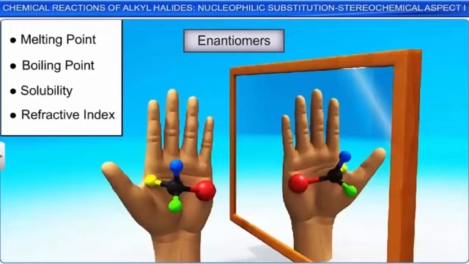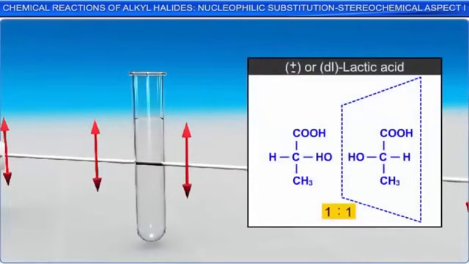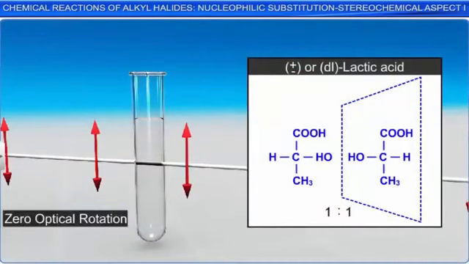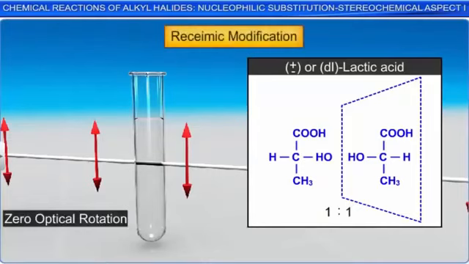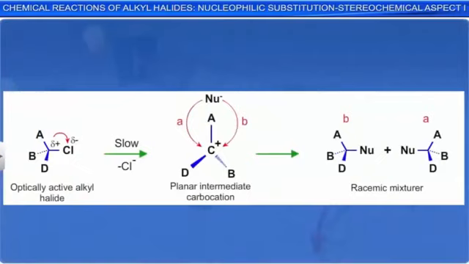If a mixture contains equimolar proportions of enantiomers, then it shows zero optical rotation. Such a mixture is known as racemic modification. A racemic mixture is represented with the symbol dl or plus-minus before the name of the compound. The process of the formation of an equimolar proportion of an enantiomeric mixture from an optically pure compound is known as racemization.